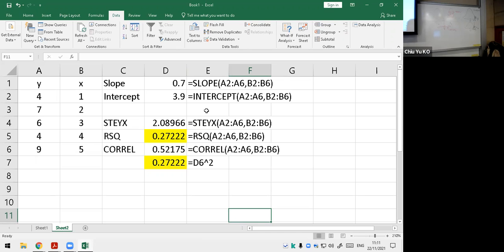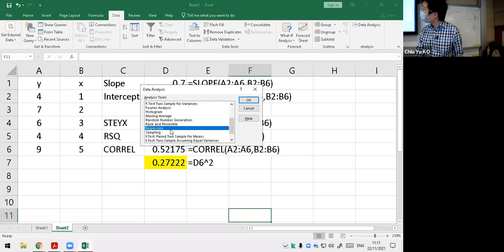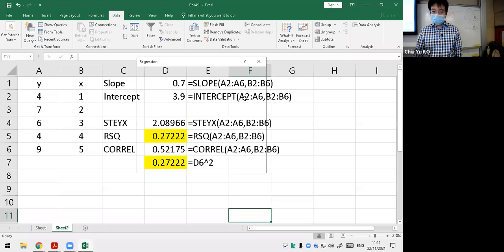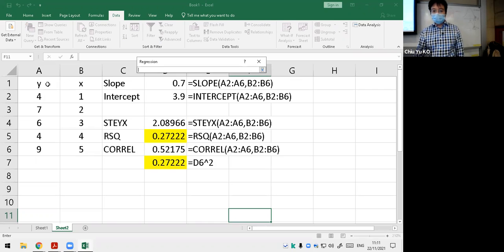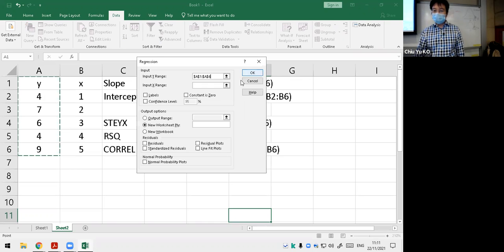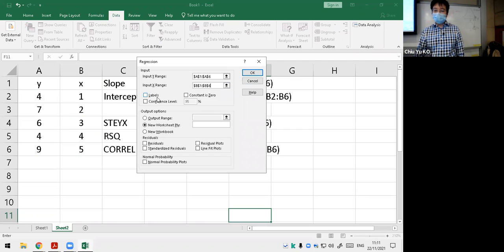So let me show you the regression. And in the regression, we have everything there. Okay, data analysis. You go to regression here. Okay, regression. And tell it what's the y, what's the x. So y will be the y here, right? And the x will be the x here. Okay, once you have that, because the data have labels at the beginning, we take the labels. And then you're almost done.